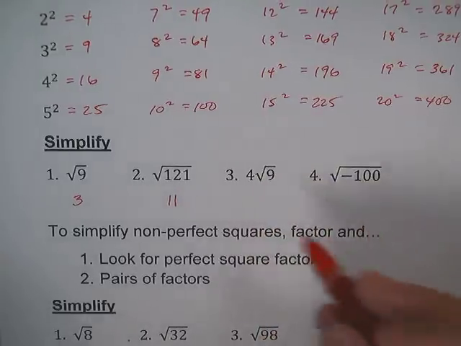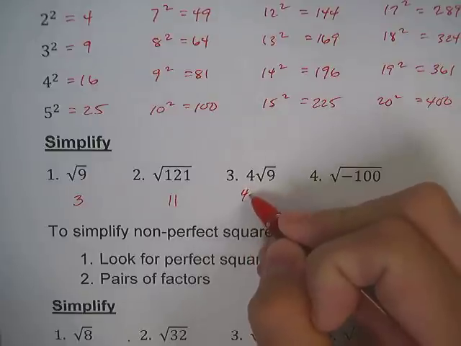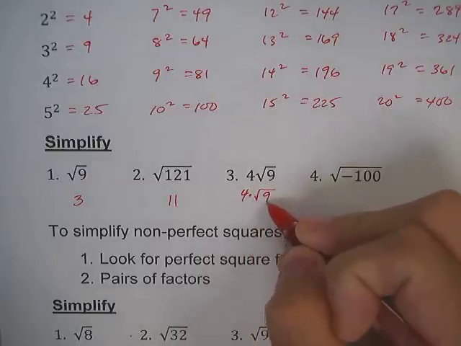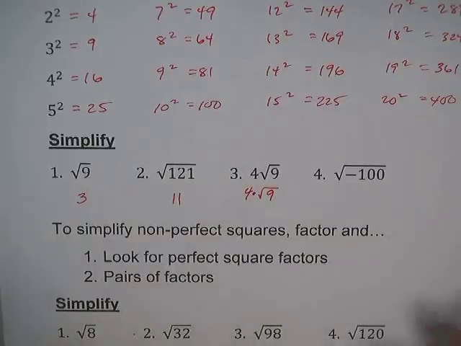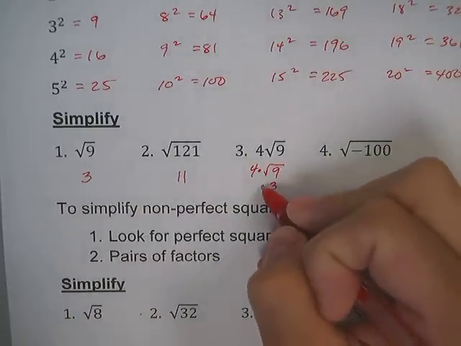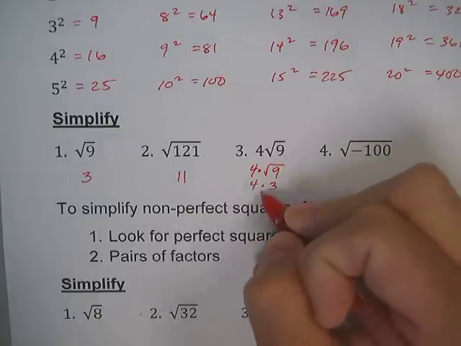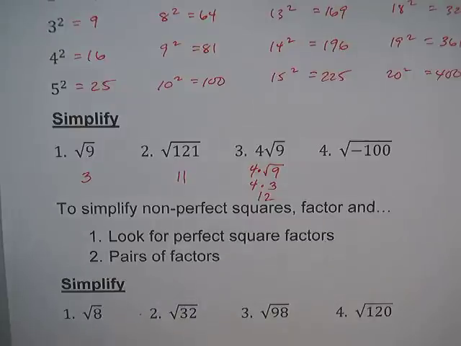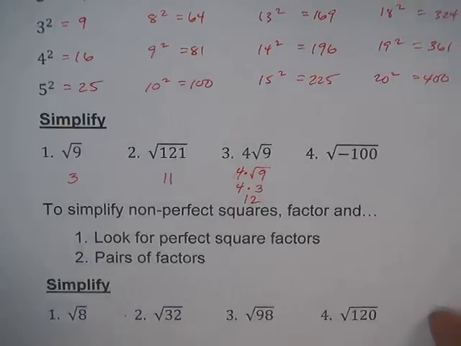Now this third one we'd say 4 root 9. And so what that really means is 4 times the square root of 9. So the way we do that very simply is we just take the square root of 9, which is 3, and then we just multiply 4 times 3, we get 12.